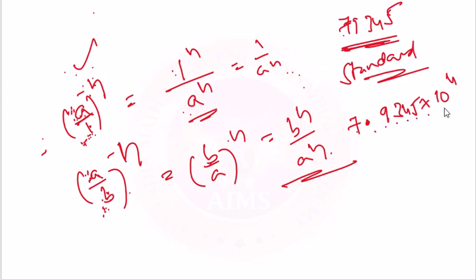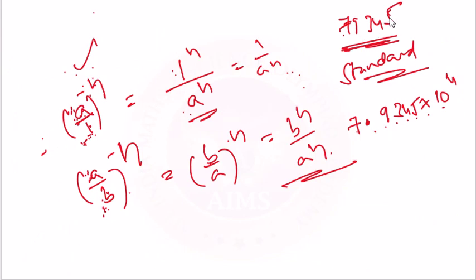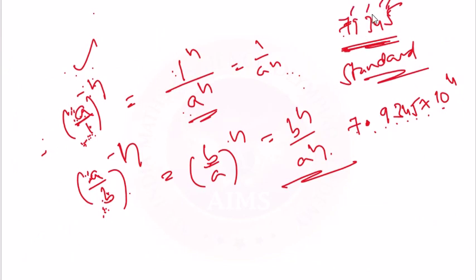7.9345 into 10 power 4. Like that we can write it in standard form. Means decimal point, 1, 2, 3 places.